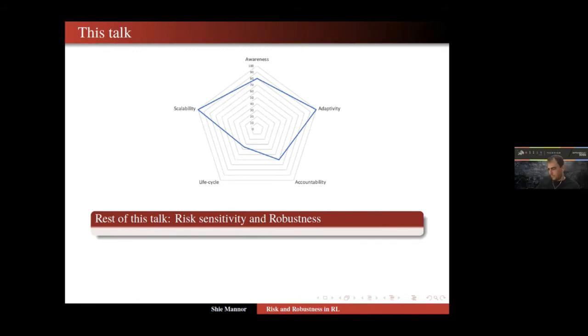Devavrat Dubashi was asking that Boston Dynamics robots don't use RL or any ML, right? Yes, this is correct. They use model predictive control. And as far as I know, unless I talked to them within December, they don't use any RL.